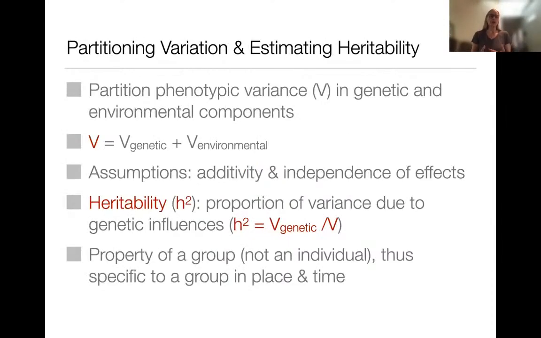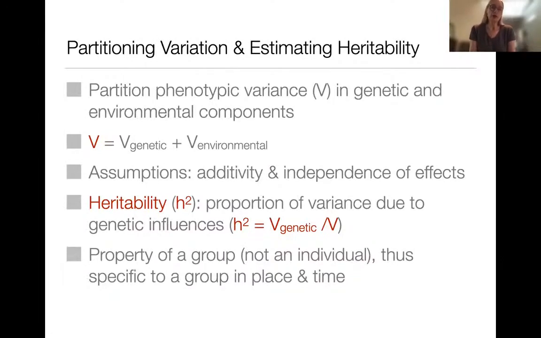So what we're interested in is the variance, how much people differ from one another and whether those differences can be ascribed to either genetic or environmental factors. So we want to partition the phenotypic variance into genetic and environmental components, where the total variance, V, is the sum of the variance components, assuming that these effects can be added up and are independent of one another. And we'll talk about some ways in which that can be evaluated or tested later on.